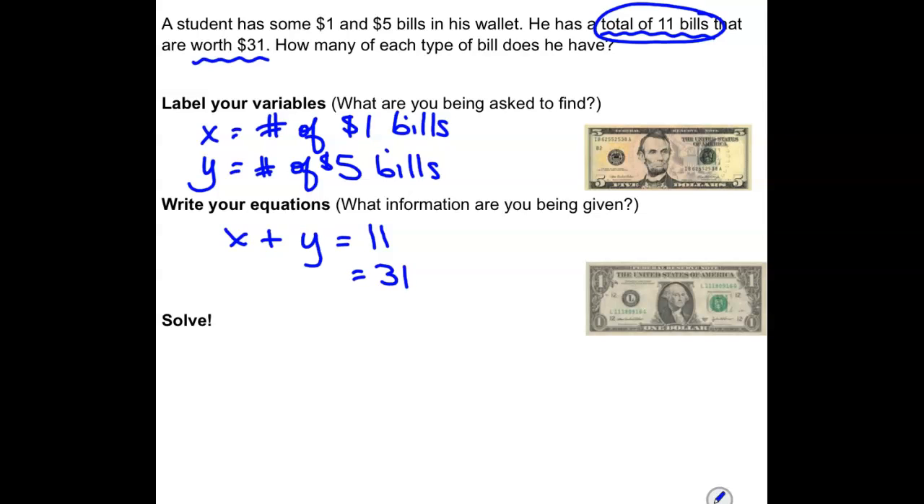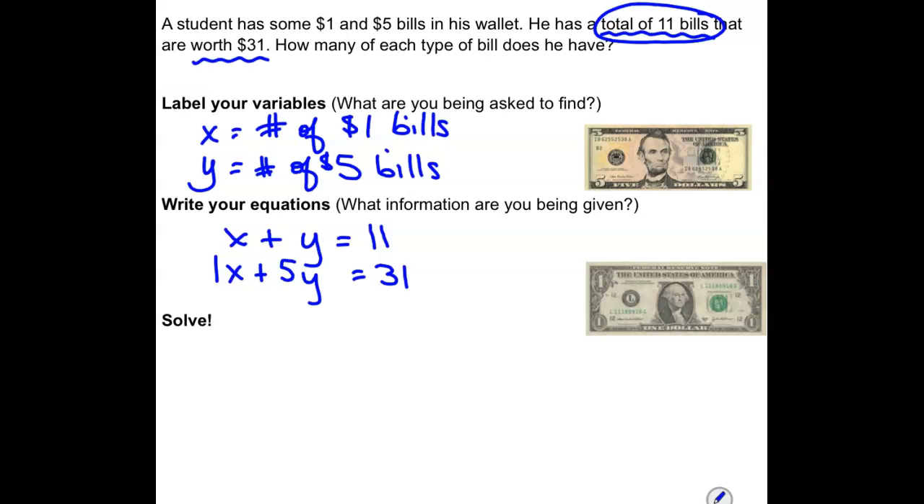So let's think about that. Every $1 bill is worth $1. Every $5 bill is worth $5. So I would have the equations x plus y equals 11 and 1x plus 5y equals 31. That is the system I have to solve.